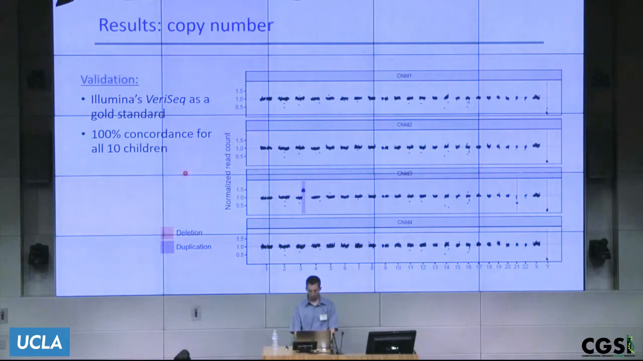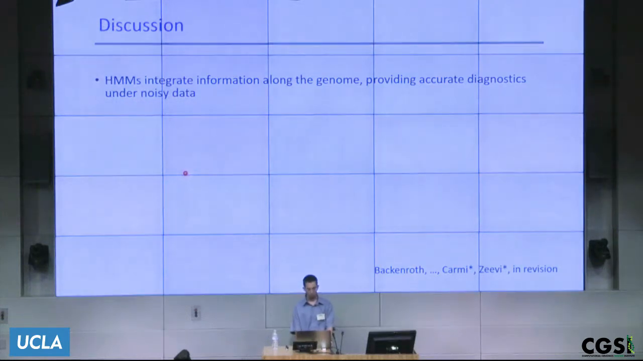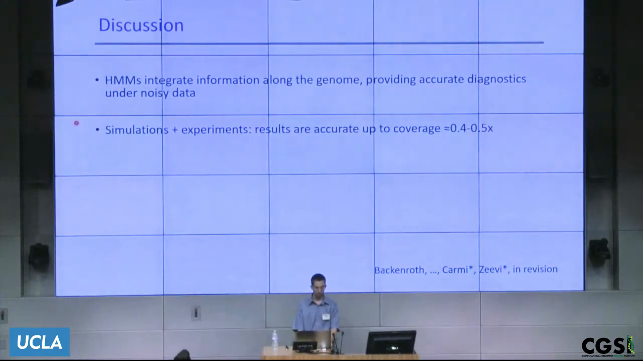What we saw is that using hidden Markov models, we were able to integrate information across the genome and provide accurate results even for the noisy single cell data. What we saw in simulations and experiments is that we expect to still obtain accurate results even if we lower the coverage to around 0.5x. Theoretically, we think we may even be able to do better at some point, but with the current algorithm, that's the performance we expect.